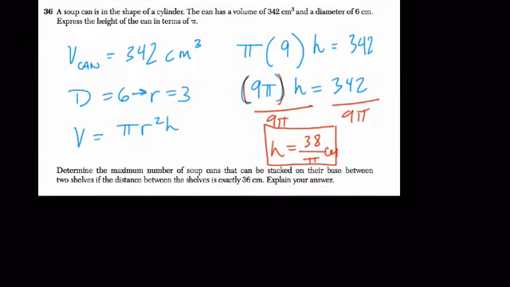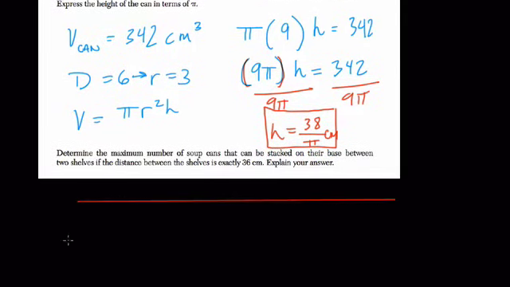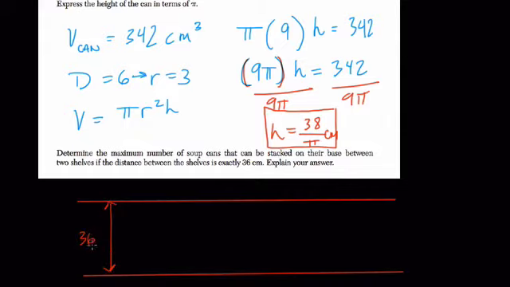Alright, so I guess the assumption is if we have a shelf, and then another shelf here, these will be our shelves, and we know that the distance between them is 36 centimeters. We need to find out how many cans fit in this distance without going over. So how many cans can we stack? If this is our height, 38 over pi, then we can ask, what's 36 divided by 38 over pi? That will tell you how many times the height of the can fits evenly into the shelf. In other words, how many times you can stack them.